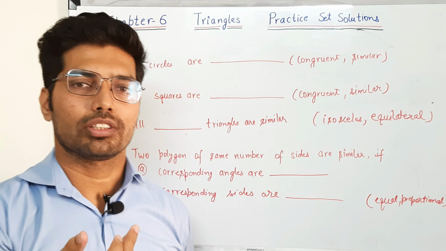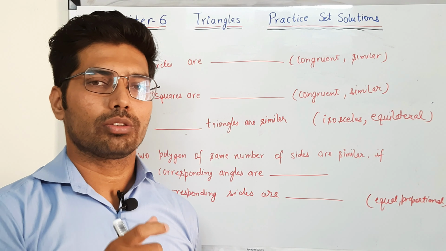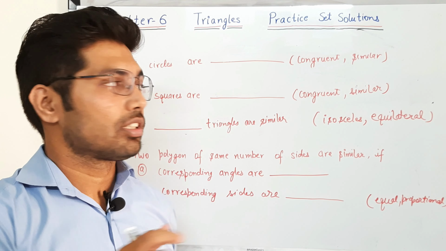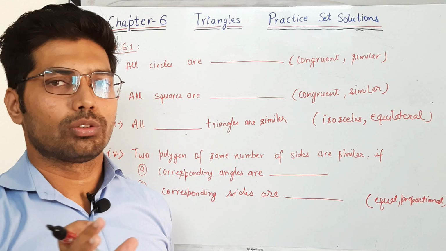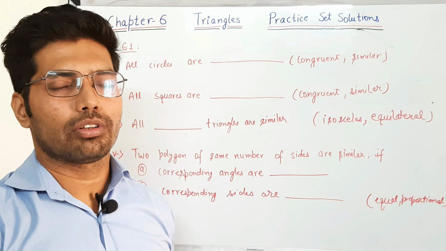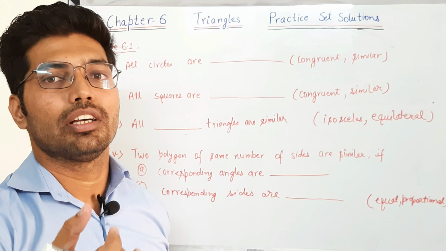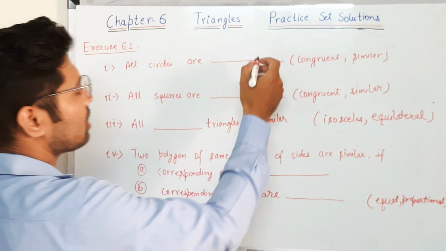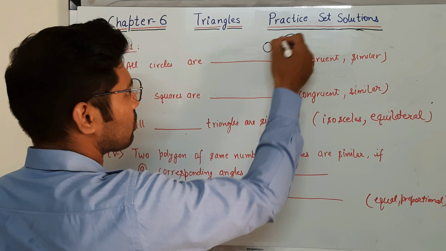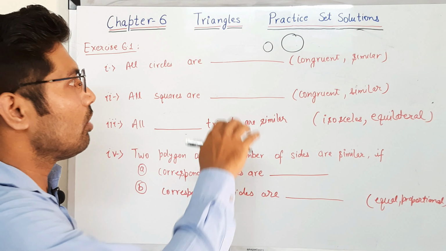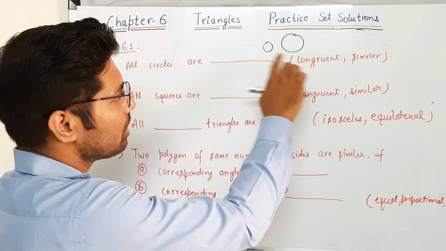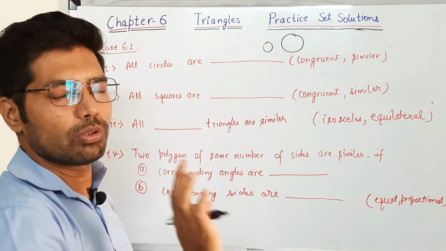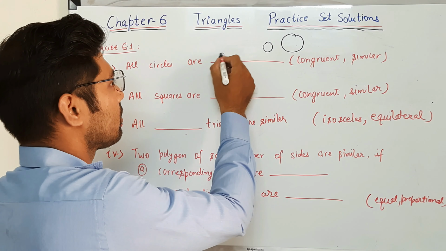So we know congruent versus similar. Congruent shapes are those which are the same in shape and size, and similar triangles, or any polygons, are those which have the same shape, not the same size. Here you can see all circles are, so this is also a circle, this is also a circle, but with different radius. Now you can see they are similar. Yes, they are similar because they have the same shape. Do they have the same size? No, so hence they are not congruent, they are similar.